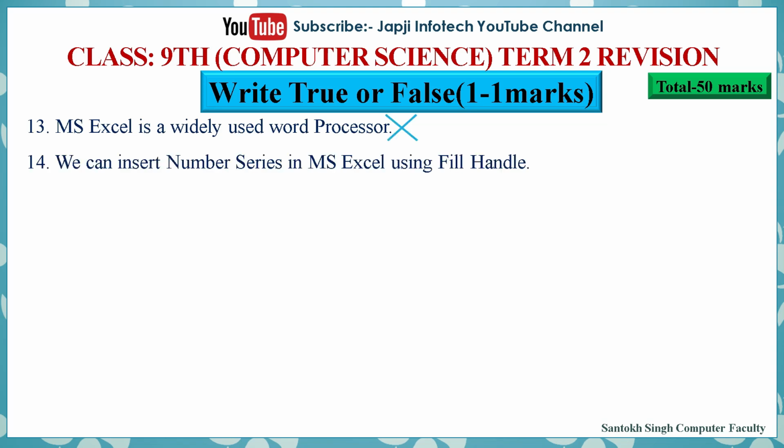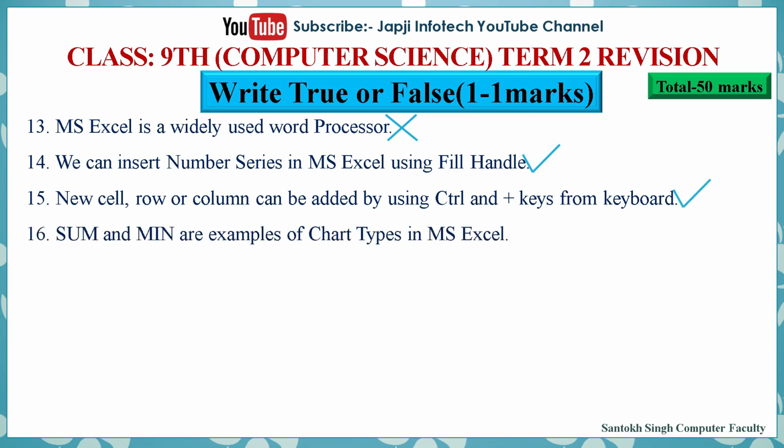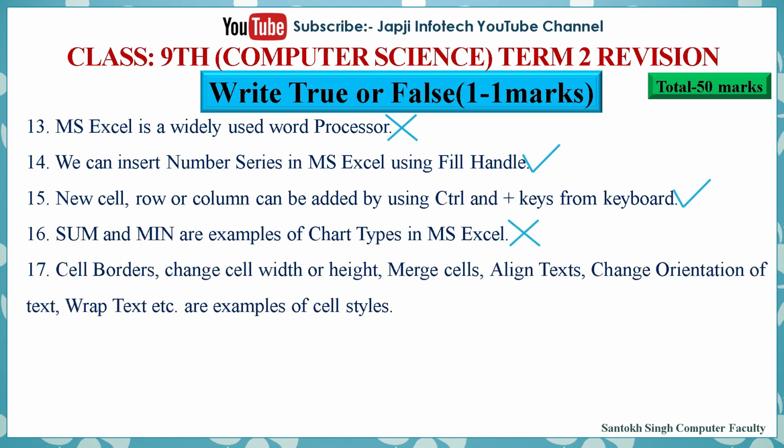Wrong. 14th one is we can insert number series in MS Excel using fill handle. Right. 15th one is new cell, row or column can be added by using Control and plus key from keyboard. Right. 16th one is sum and min are example of chart type in MS Excel. Wrong. 17th one is cell border, change cell width or height, merge cell, align text, change orientation of text, wrap text, etc. are example of cell styles.